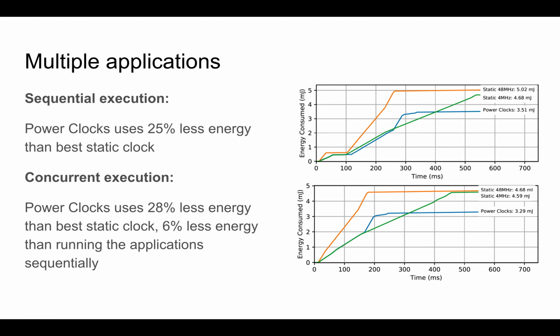Now we show that Power Clocks also works in the case of multiple applications. Here we overlap the ADC-FFT-radio and GPIO I2C flash applications. When the applications execute sequentially, Power Clocks uses 25% less energy than the best static clock. When they execute concurrently, Power Clocks uses 28% less energy than the best static clock. As you may have noticed, there is no hand-tuned policy, as dynamically coordinating clock changes across multiple applications is impossible without sharing application state, which would violate application security.